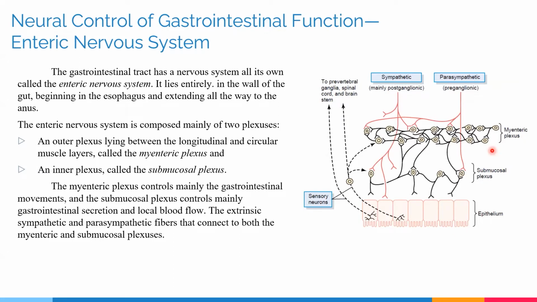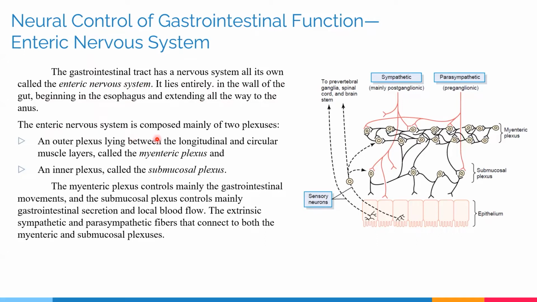Next, we look into the neural control of the gastrointestinal function, which is performed by the enteric nervous system. The gastrointestinal tract has a nervous system all on its own called the enteric nervous system. It lies entirely in the wall of the gut, beginning in the esophagus and extending all the way to the anus.